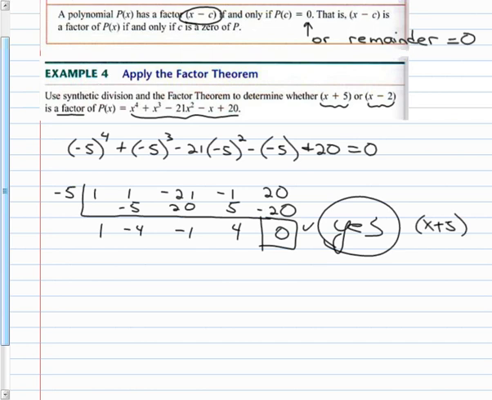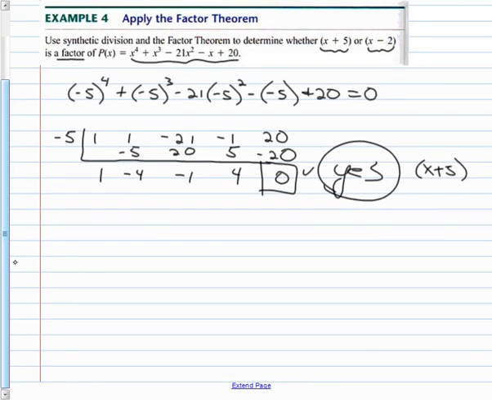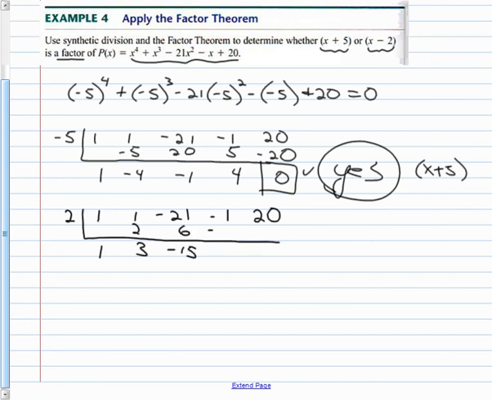It went in evenly. Now if I do the x minus 2, I'm going to do it with the synthetic division. What number do I put out here? 2. A positive 2. And now let's do the synthetic division. I'm just using the coefficients here. 1, 1, negative 21, negative 1, and 20. So that's 1. 2 times 1 is 2. Add is 3. 2 times 3 is 6. Add is negative 15. 2 times negative 15 is negative 30. Add is negative 31. 2 times negative 31 is negative 62. Do you get a 0? That one is not a factor. It doesn't go in evenly.